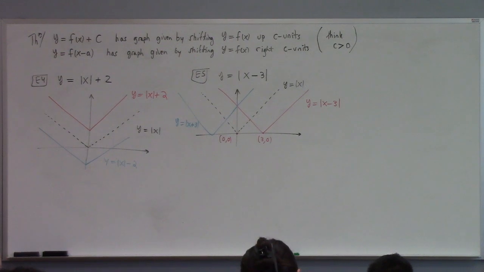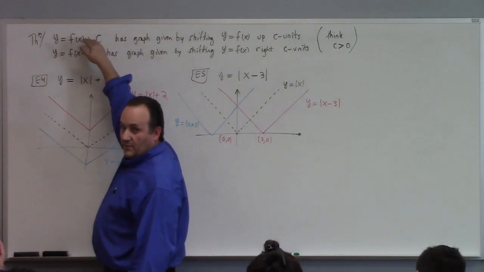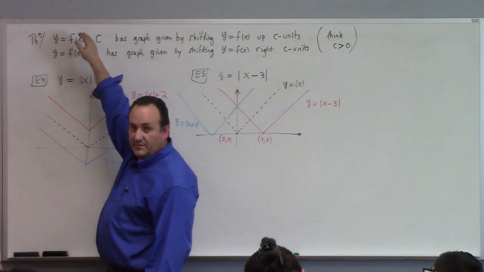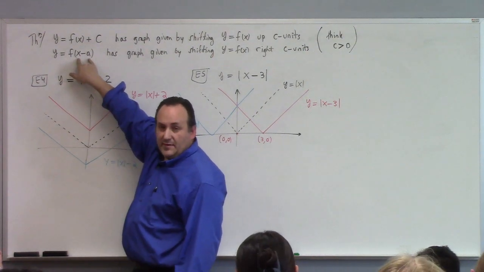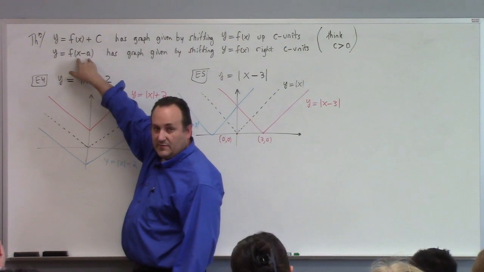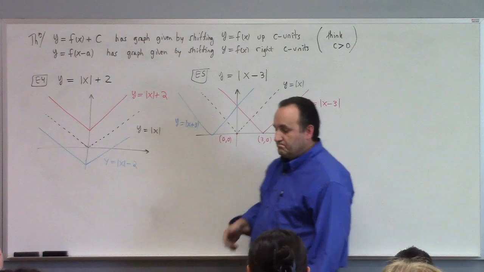In this theorem, if we shift the output, we just move vertically in the same way. If it's plus, we go up. If it's minus, we go down. When we shift the input, shifting the input by a negative goes right, whereas shifting the input by a positive goes left. It's because these are different things, input and output.